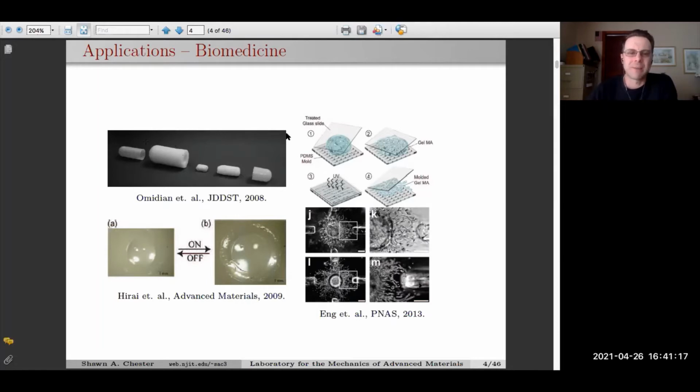The picture on the top here is for drug delivery. So you can swell this material with a particular drug, put it in a capsule, put it in the body, and then over time it will slowly diffuse the drug out.